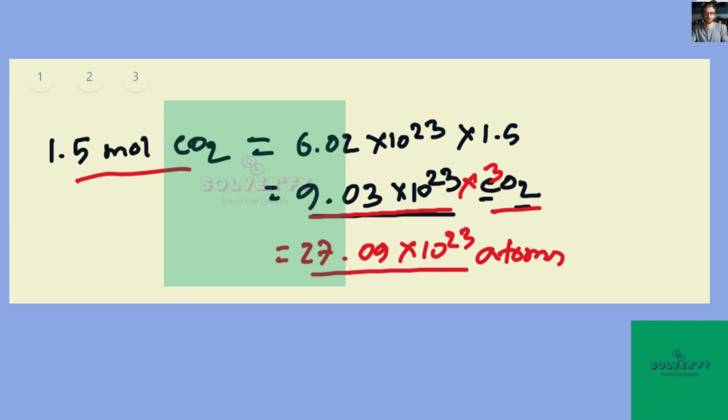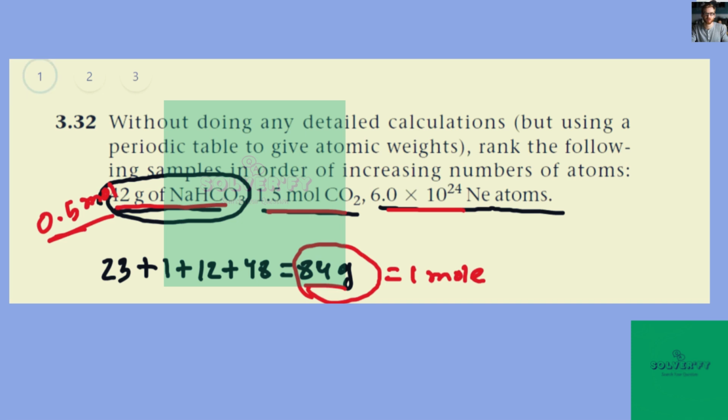And in the other sample we have 6 times 10 to the power 24 neon atoms. From here we can easily say that neither the sodium bicarbonate nor the CO2 is anywhere close to the neon atoms, since they are 6 times 10 to the power 24. So this is the maximum number of atoms present in one sample, 6 times 10 to the power 24.